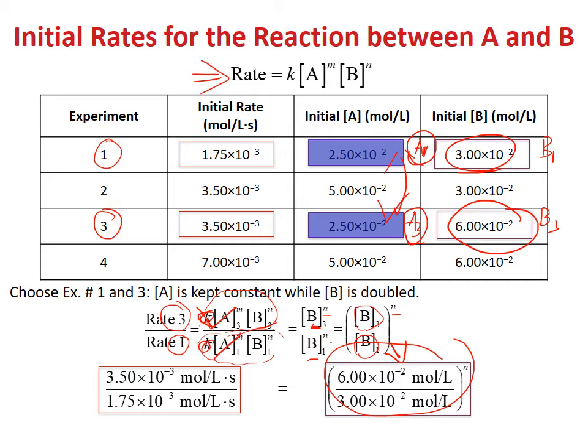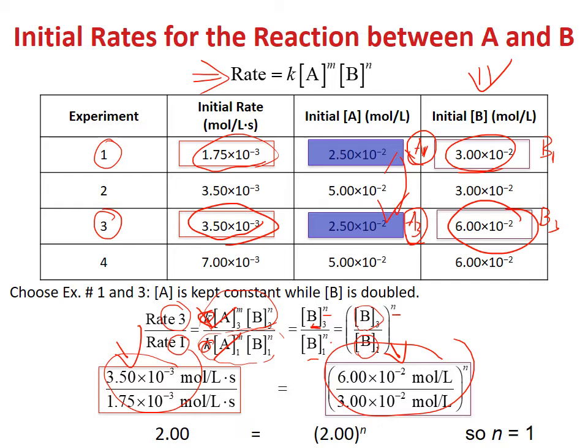And experimentally, this is the reaction rate for 3, and this is the reaction rate for 1. And so we have this ratio. Use the calculator, and you will find the left side is 2, the right side is 2 to the nth power. So for this equation to be equal, n has to be 1. That tells us that the rate law is first order with respect to B. So this time we keep A constant, we look at the B change, and we found the rate order for B.